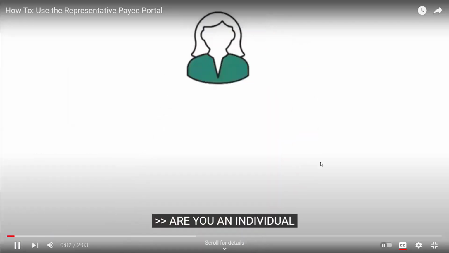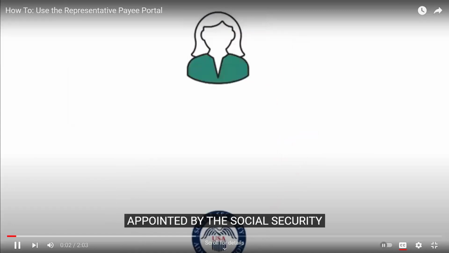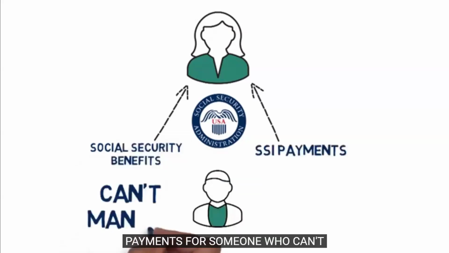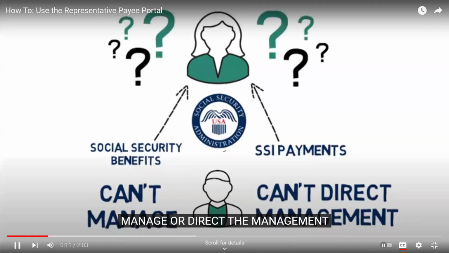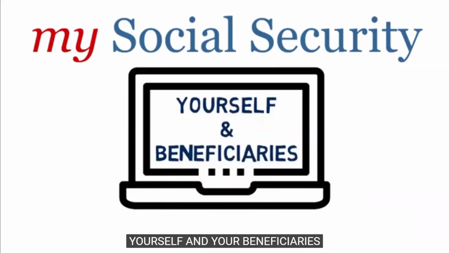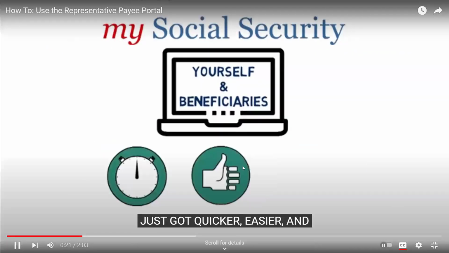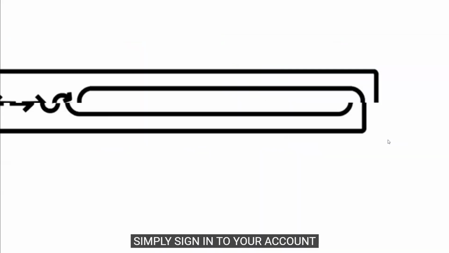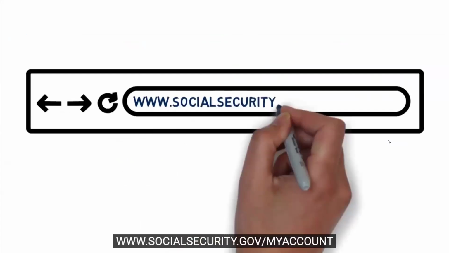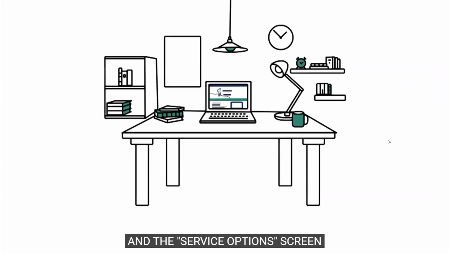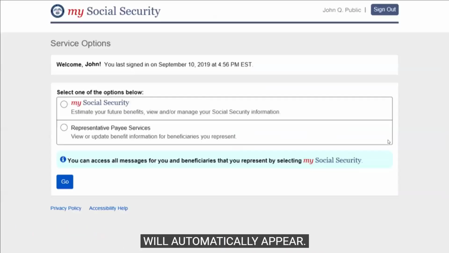Are you an individual appointed by the Social Security Administration to receive Social Security benefits or SSI payments for someone who can't manage or direct the management of their benefits? If you are and you have a My Social Security account, then conducting business for yourself and your beneficiaries just got quicker, easier, and more secure with the Representative Payee portal. Simply sign into your account by going to www.socialsecurity.gov/myaccount and the service options screen will automatically appear.